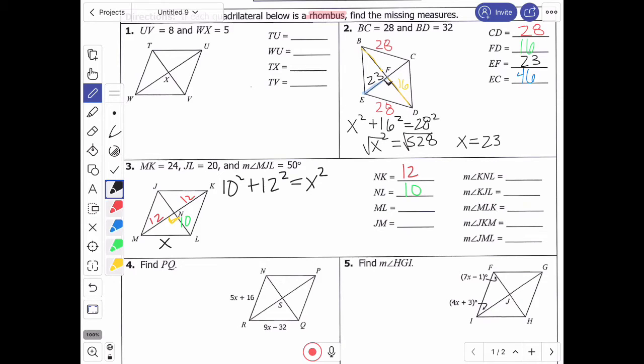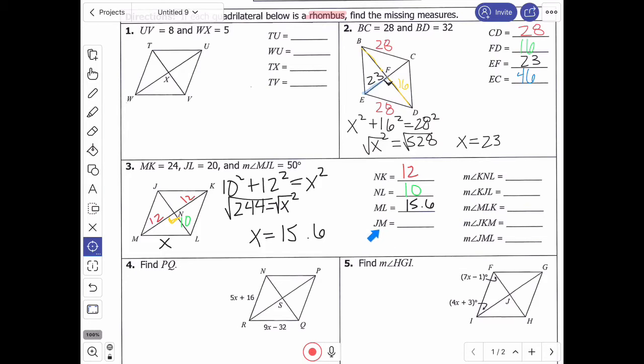And when I take 10 squared plus 12 squared, I get 244 equals x squared. Take the square root of both sides, and you get x equals 15.6. Okay? Now the last side I'm finding is JM. JM is just another one of the outside perimeter sides of this rhombus, so it should be the same length as ML, so it's also going to be that 15.6.